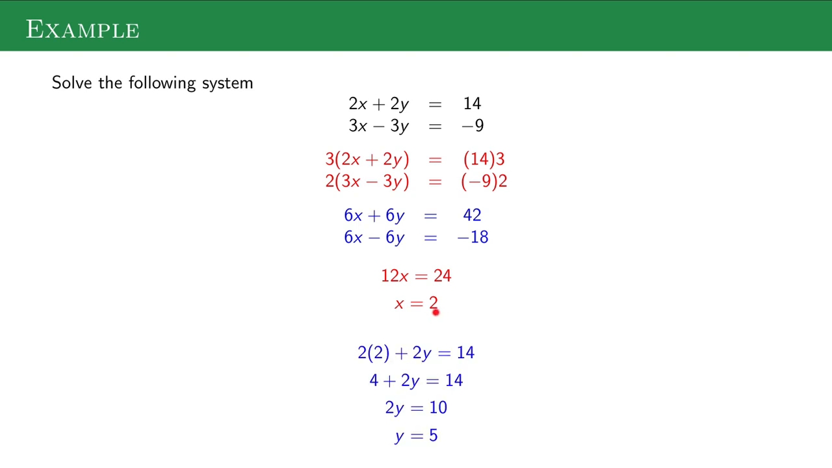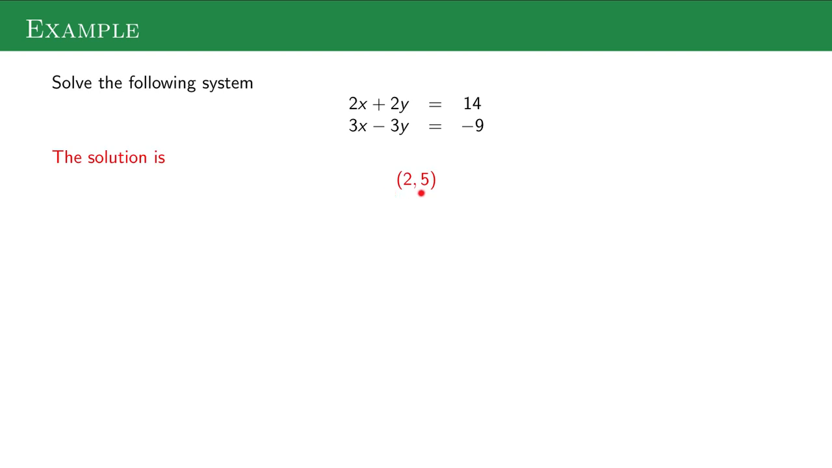And if x equals 2, I can figure out y by plugging into either equation. I chose to plug into the top one just because the numbers are smaller. But if x is 2, that means 4. Subtract that 4 to the other side, divide by 2, and I get 5. So my final answer is 2, 5.